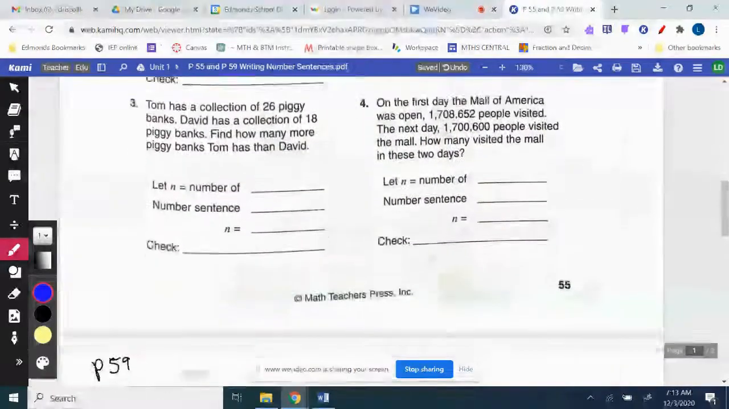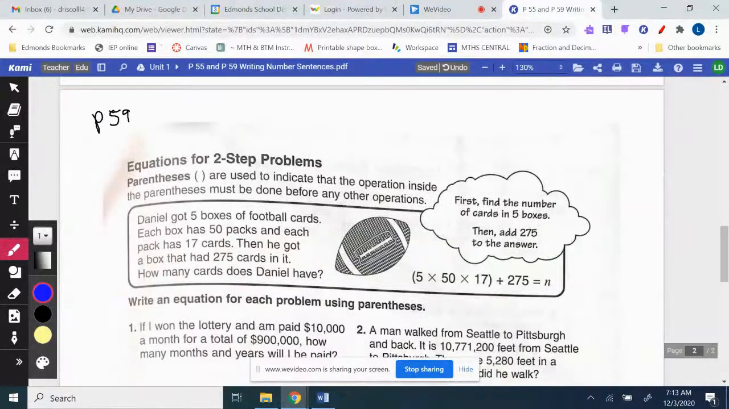The next page gets a little bit more tricky in that we're going to use 2 steps and use parentheses. Parentheses, remember, tell us to do the problem first. Daniel got 5 boxes of football cards. Underline it. Each box, each tells me that that's going to be a multiplication problem somewhere in there, has 50 packs. And each pack, that tells me another multiplication, has 17 cards. Wow, that's a lot.